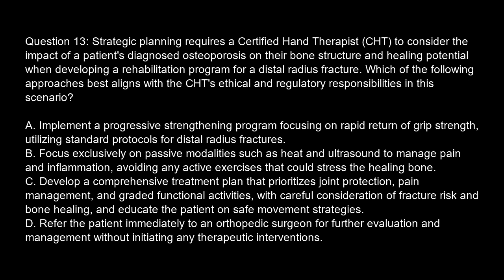Option A. Implement a progressive strengthening program focusing on rapid return of grip strength, utilizing standard protocols for distal radius fractures. Option B. Focus exclusively on passive modalities such as heat and ultrasound to manage pain and inflammation, avoiding any active exercises that could stress the healing bone. Option C. Develop a comprehensive treatment plan that prioritizes joint protection, pain management, and graded functional activities, with careful consideration of fracture risk and bone healing, and educate the patient on safe movement strategies. Option D. Refer the patient immediately to an orthopedic surgeon for further evaluation and management, without initiating any therapeutic interventions.